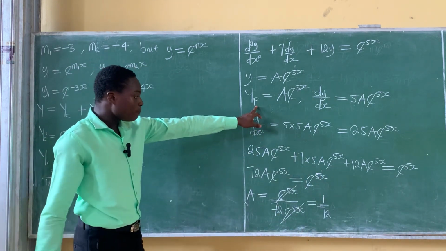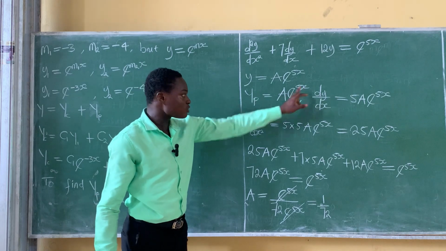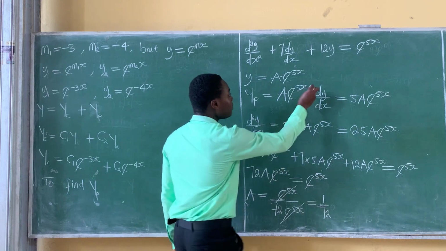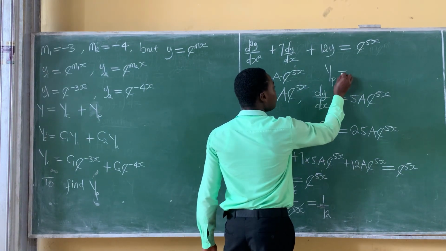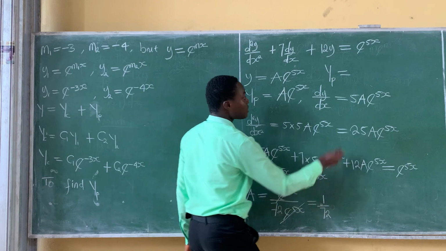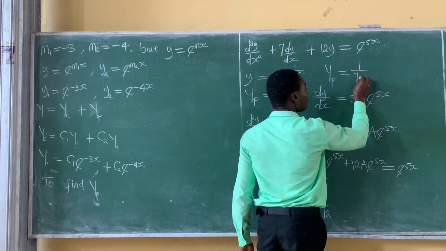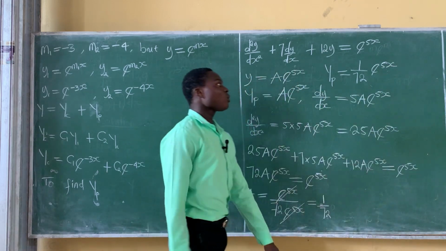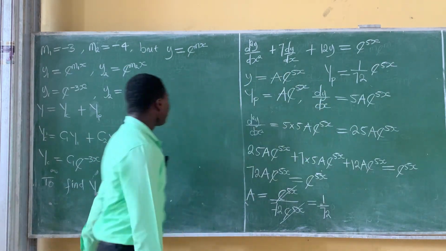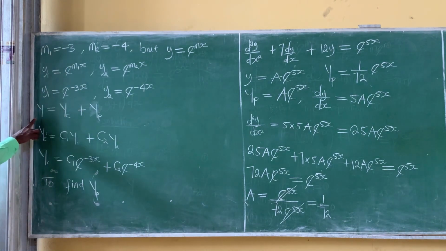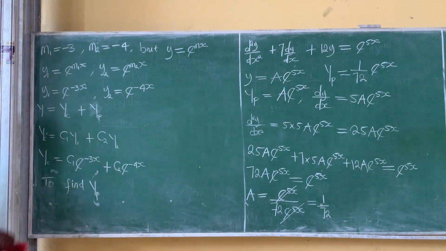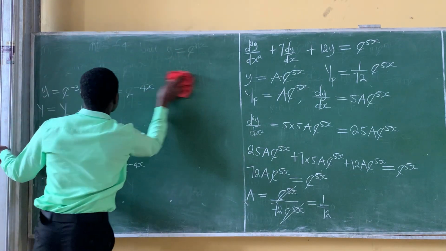But remember that your y sub p is equal to a exponential 5x. So you need to substitute the value of a back into your particular solution and find the answer. So from here, we are going to have y sub p equal to a. Our a now is 1 over 72. So we have 1 over 72 exponential 5x. And that becomes the answer to our y sub p. But recall that your general solution is y equal to y sub c plus y sub p. So let's add them together and find the answer to that given question.